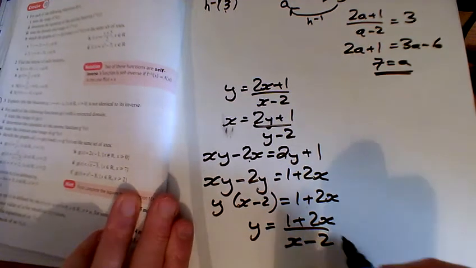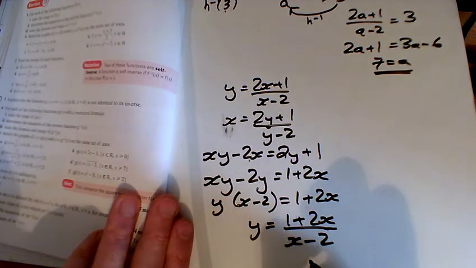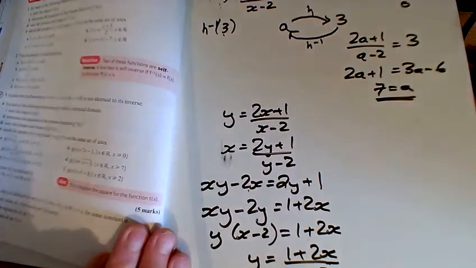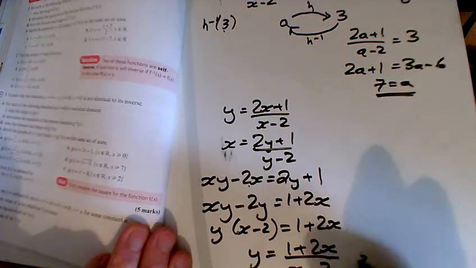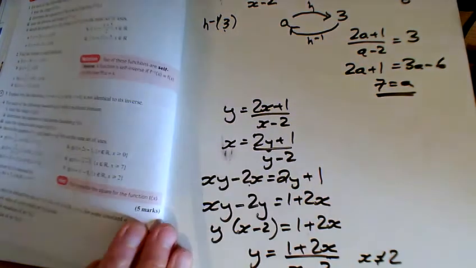And now's when you're thinking, well, what values can't I put in here? The question originally said x can't equal 2. So again here, look, I can't have a 2 on the bottom here.